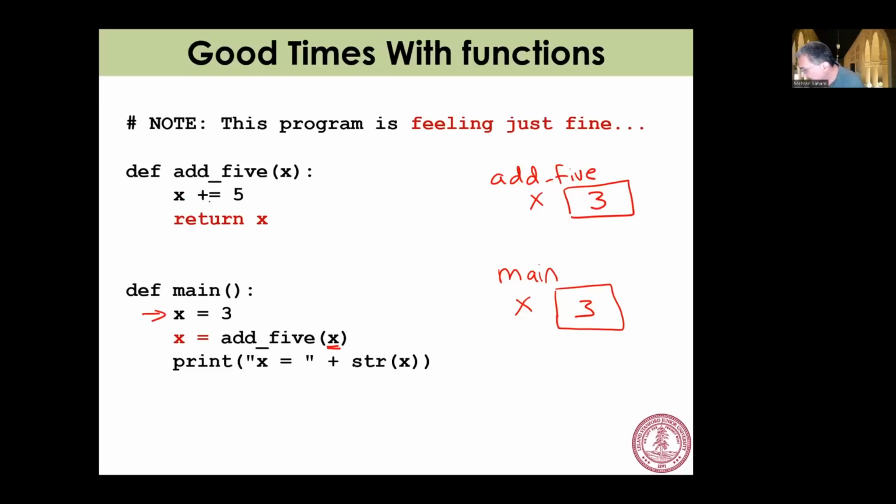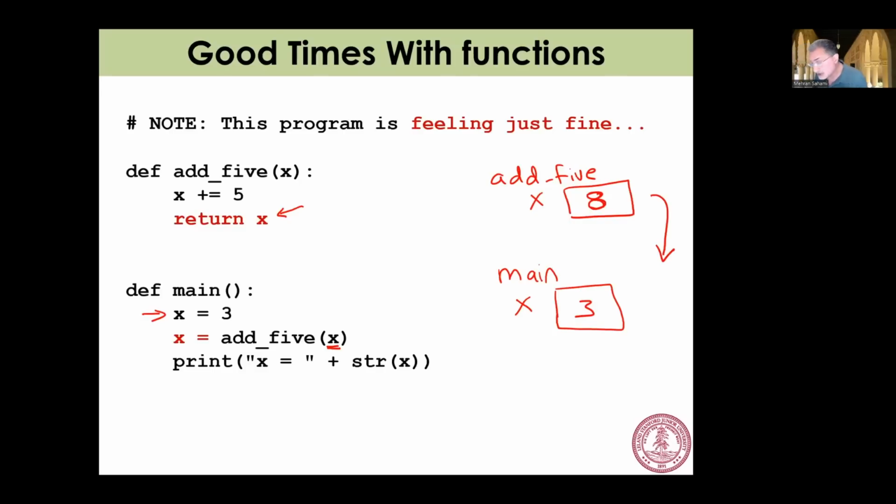And then it says x plus equals 5, because we're executing the add 5 function. We add 5, and that updates this x, like before, to the value 8. But now, here's the critical difference. Pay close attention. What the add 5 function is going to do is return that value x. So this 8 over here is going to be returned back when this function's done.